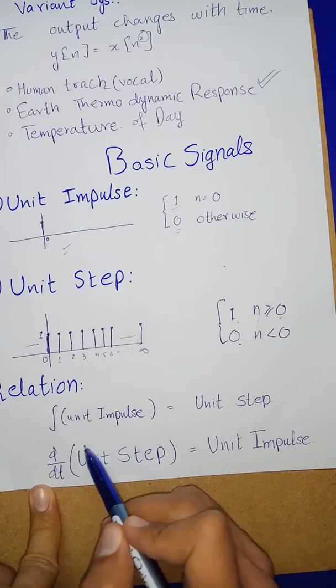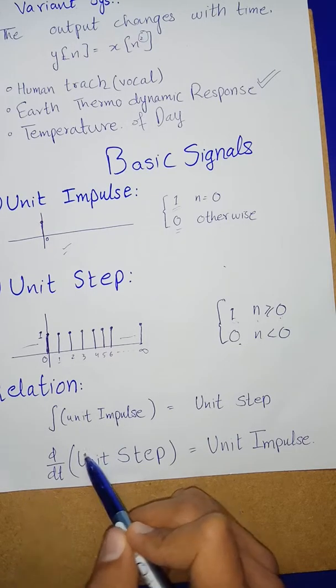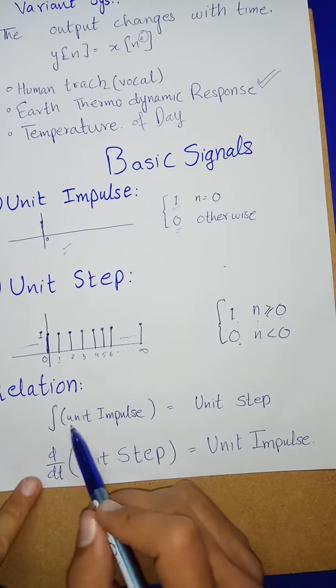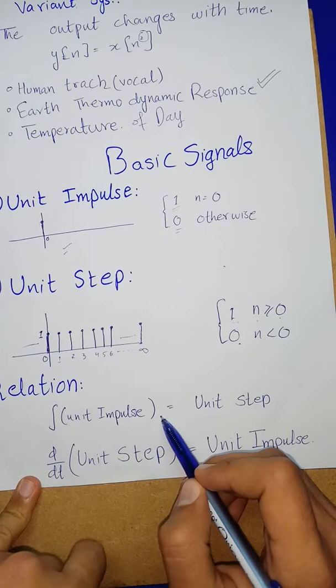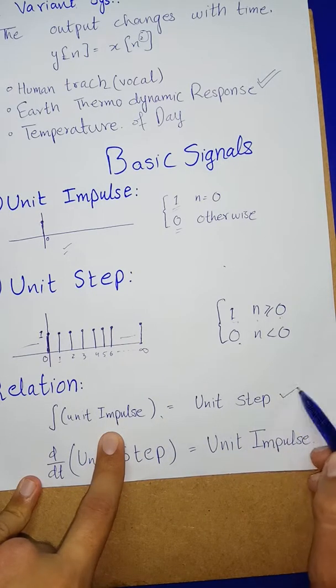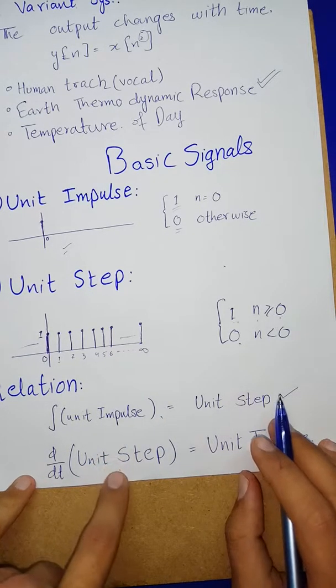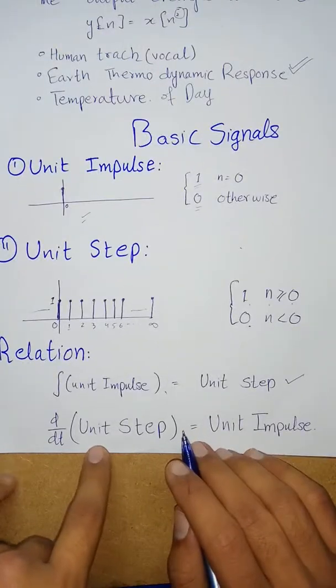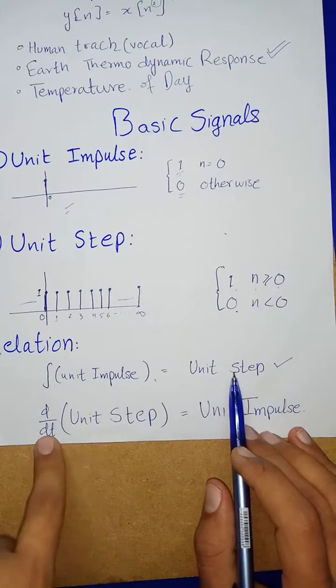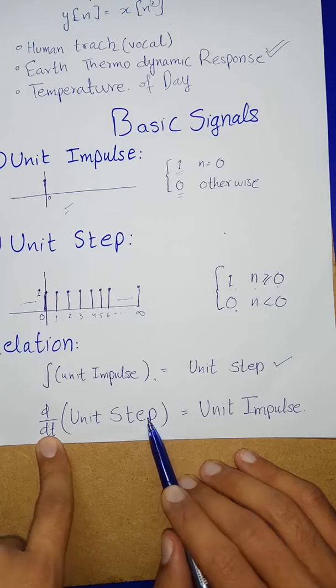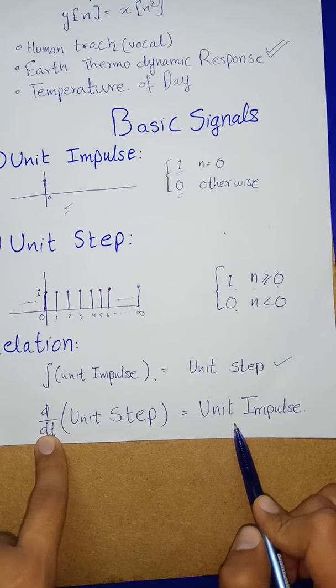So the basic relation between these two is that if we take the integration of the unit impulse, we will get a unit step signal, and if we differentiate a unit step signal with respect to time, we will have a unit impulse signal.